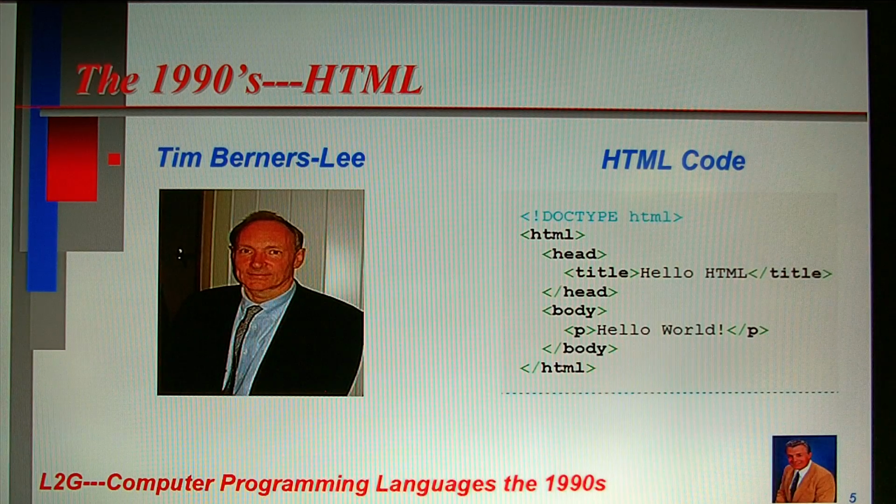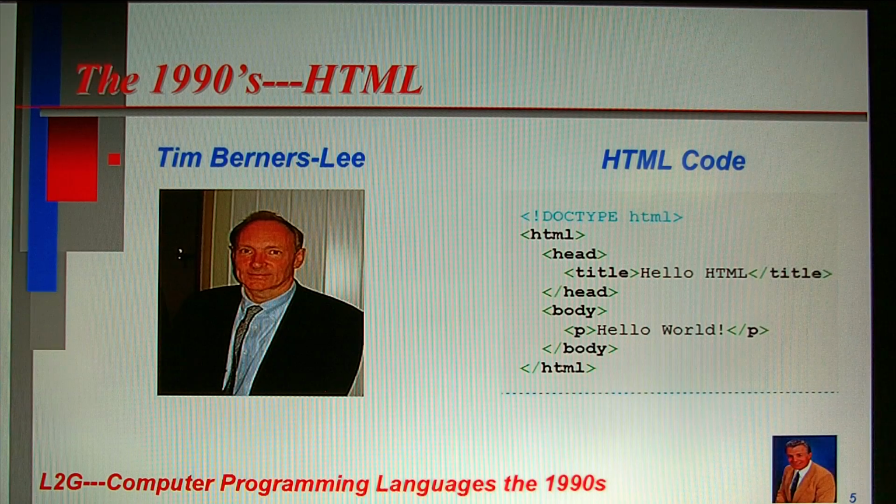Hypertext Markup Language, or more commonly referred to as HTML, is the main computer programming markup language for displaying web pages. HTML is written in the form of HTML elements consisting of tags enclosed in angle brackets. HTML tags commonly come in pairs. For example, a start tag followed by an end tag.